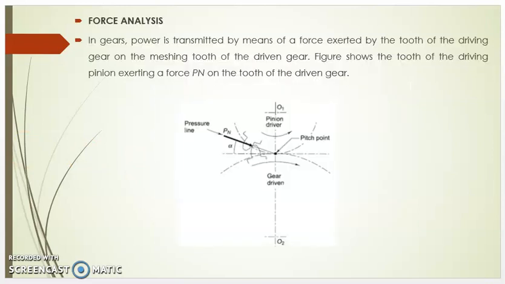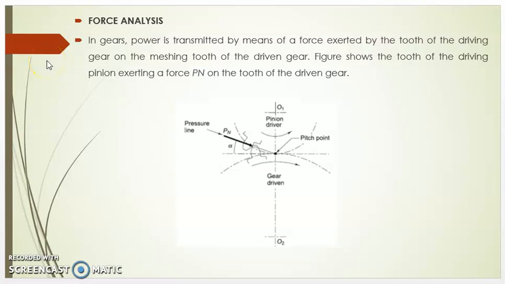Now we will see force analysis. The diagram shows pinion with center O1 and gear with center O2. Pinion is the driver, gear is the driven. This is the pressure line along which this normal force Pn acts. This alpha is the pressure angle. This P is nothing but pitch point. Pinion rotates in anti-clockwise direction, therefore gear rotates in clockwise direction.